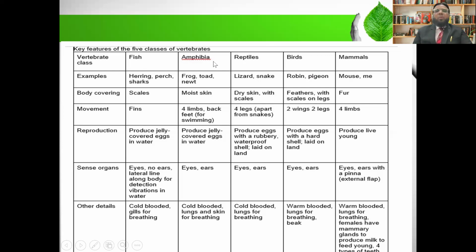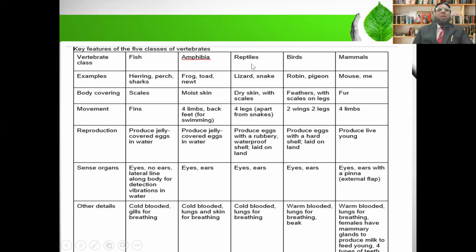Now come to the amphibians. What are amphibians? See here the examples: frogs, toads, and newts. When you are going to study the characteristics, keep the name of the organism in your mind. For example, frog: the skin is moist, and it has four limbs, with back feet for swimming. They produce jelly-covered eggs in water, and they have eyes and ears. They are also cold-blooded, with lungs and skin for breathing.